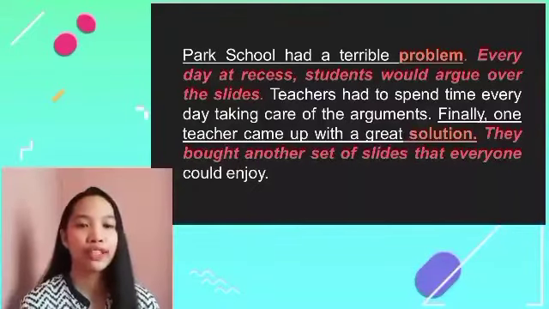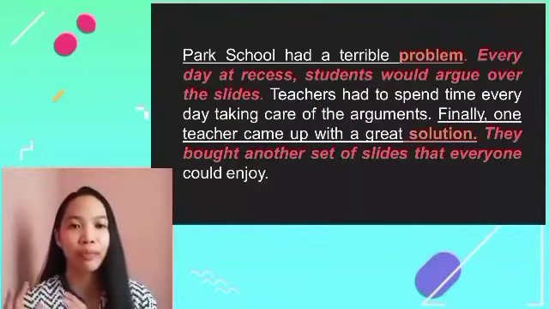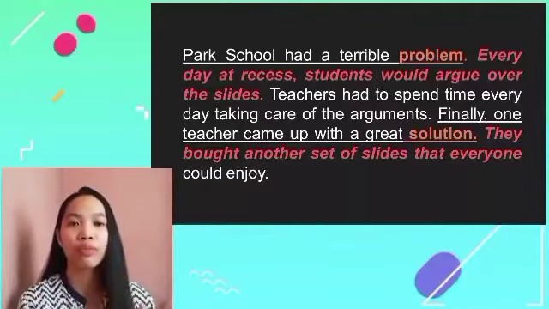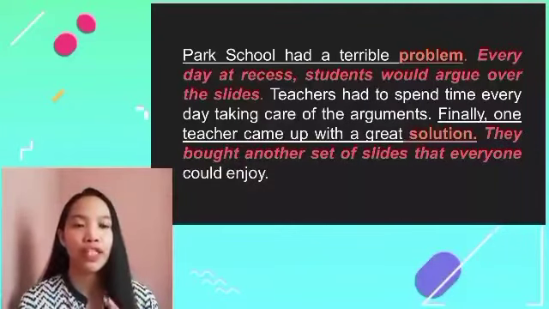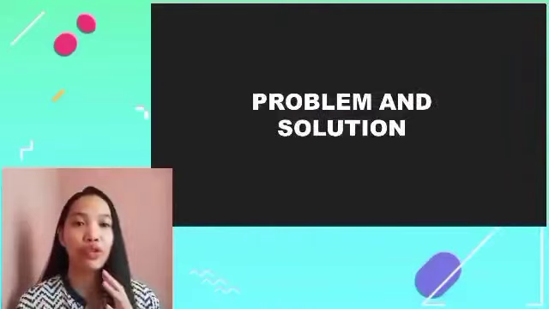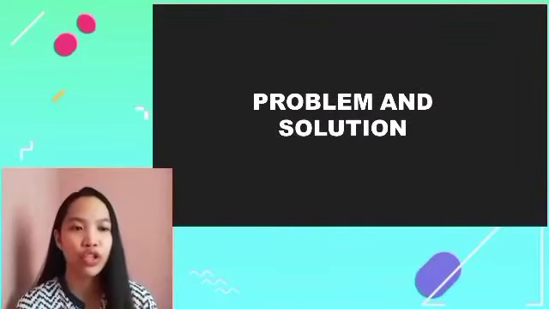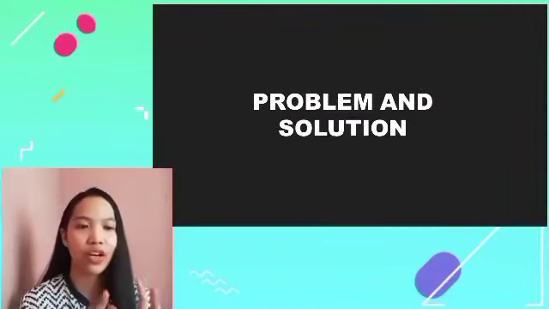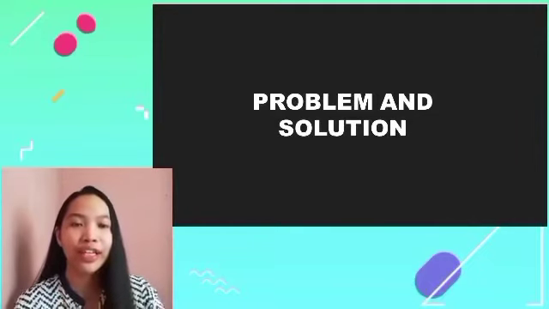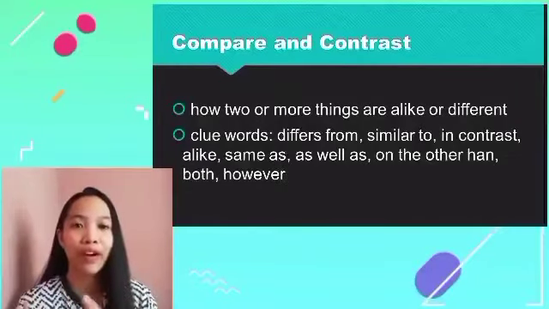Now that we know that if an author wants to write about a problem and then show one or more possible solutions to that problem, the structure to be used is problem and solution. But what if the author wants to show how two or more things are alike or how they are different? In that case, they need to use compare and contrast.